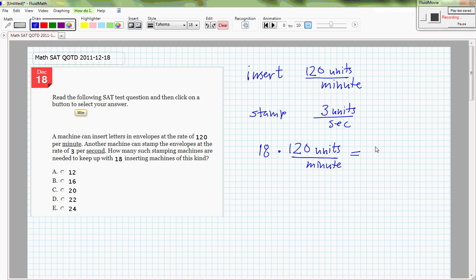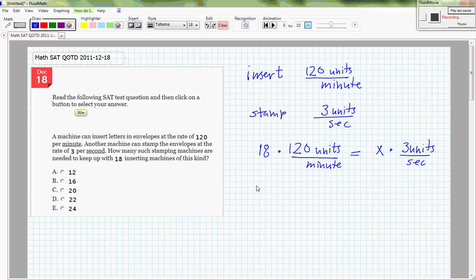So X stamping machines times 3 units per second. One of the cool things about math is the units here have to work out. In other words, the dimensions of time have to be the same on both sides of the equation before I can even start clearing this out and getting X by itself.